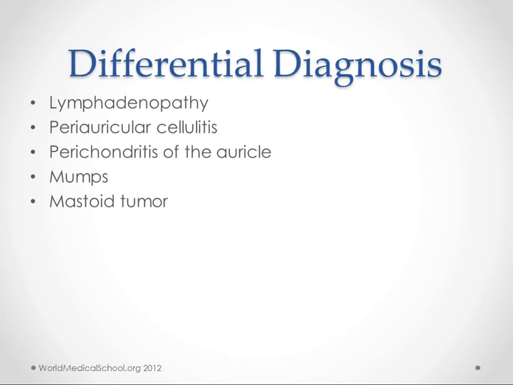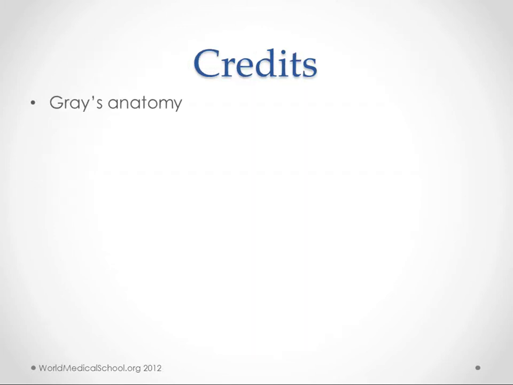Also, periauricular cellulitis can cause some swelling and redness, but it'll look a little bit more superficial. Perichondritis of the auricle is just the inflammation of the cartilage of the auricle. Mumps, except that swelling is going to be more in front of the ear than behind it. And then mastoid tumor can also have a similar look, but will probably be less painful, less symptomatic.